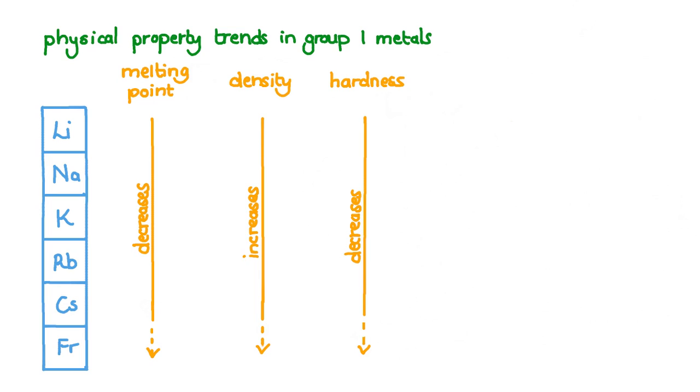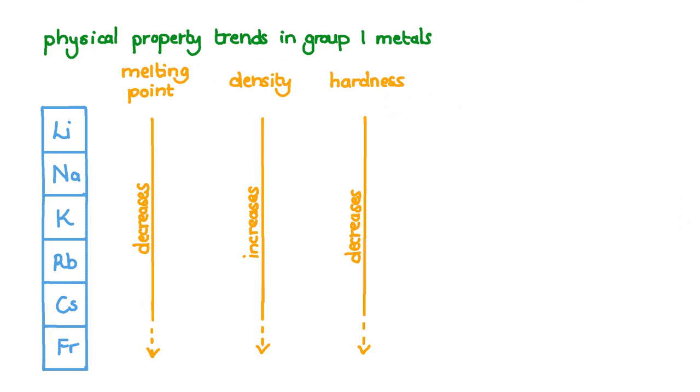Moving down the group, the metals get easier to cut up. Because in general these metals are soft, they are not used in high-strength applications. We have looked at the trends in some of the physical properties of this group. But what about the chemical properties and specifically reactivity?